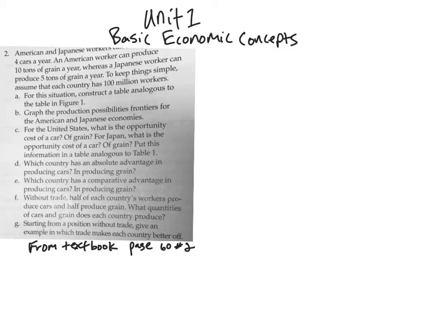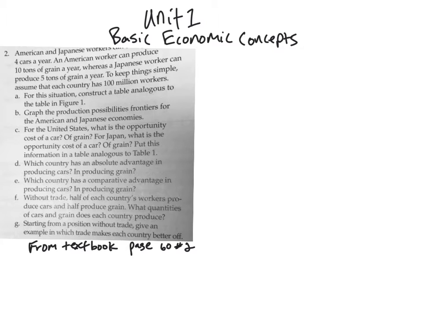B says graph the production possibilities frontiers for the American and Japanese economies. C, for the United States, what is the opportunity cost of a car or of grain? For Japan, same thing. Which country has an absolute advantage in producing cars? Grain. Which country has a comparative advantage in producing cars or grain? Without trade, half of each country's workers produce cars and half produce grain. What quantities of cars and grain does each country produce? Starting from a position without trade, give an example in which trade makes each country better off.